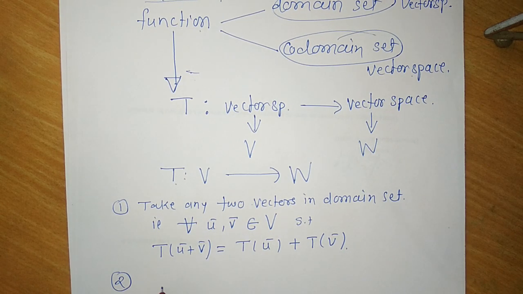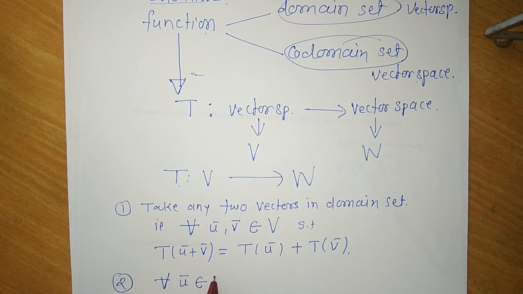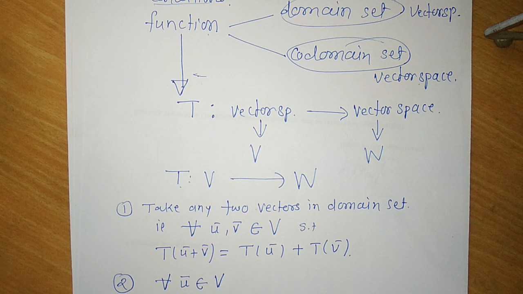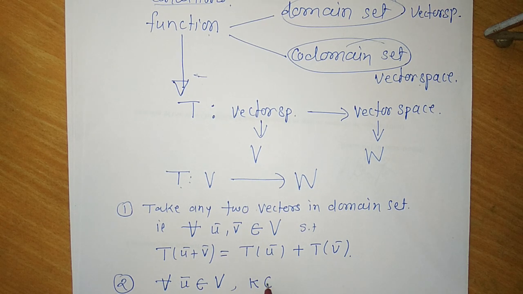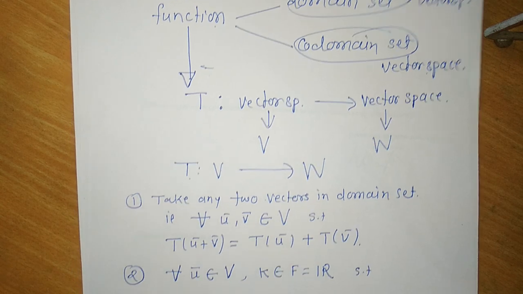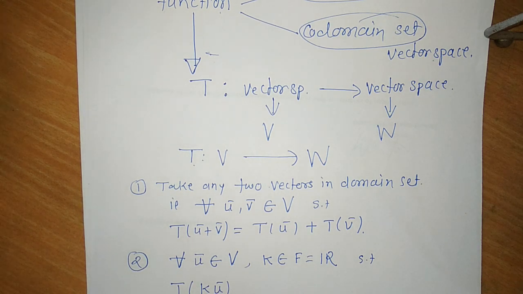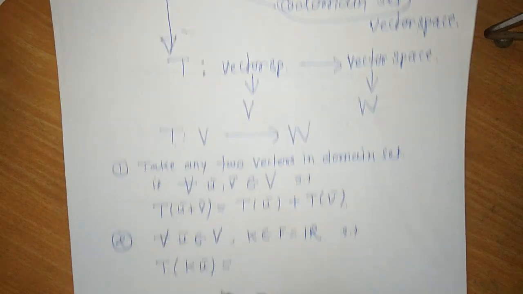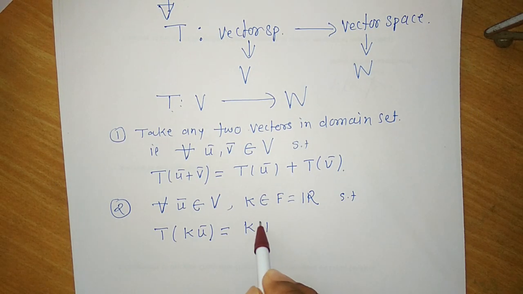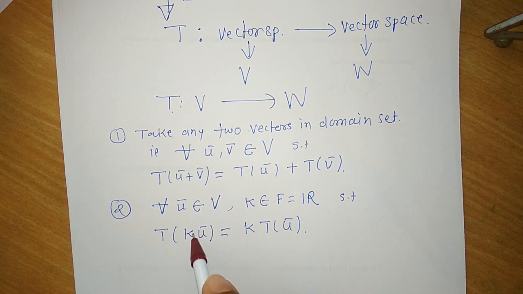The second condition is: take any vector u bar belonging to V, the domain set, and any scalar k belonging to the field F. Here we take the field to be the real numbers R, such that T of k times u bar is equal to k times T of u bar. This condition should be true for any vector u bar.